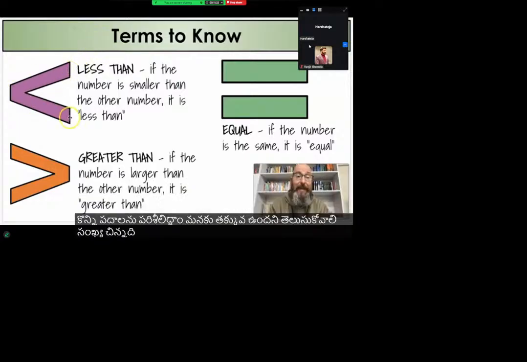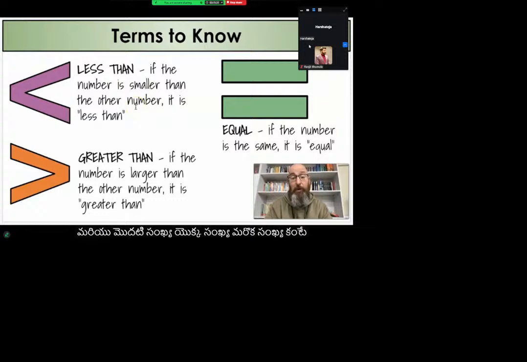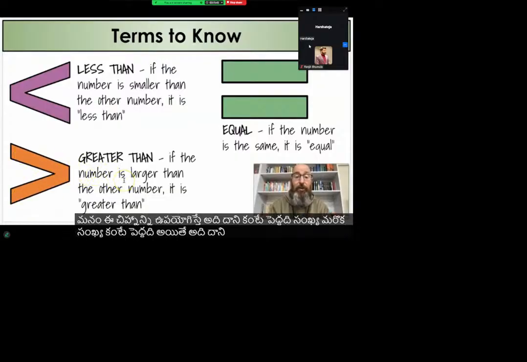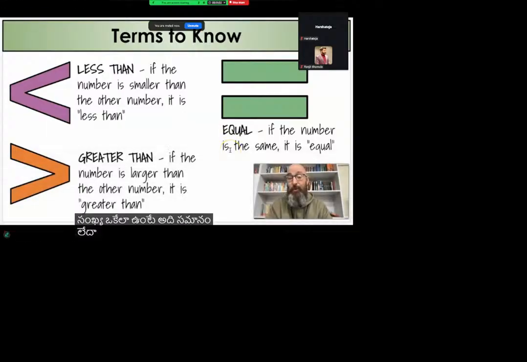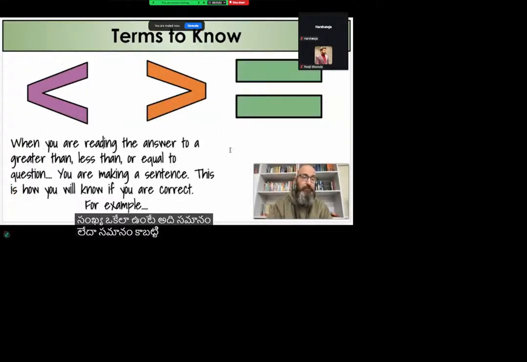We have the less than. If the first number is smaller than the other number, it's less than it. If the number in the front is greater than, we use this symbol. If the number is larger than the other number, it is greater than. And of course, you know this symbol, it is equal. If the number is the same, it is equal or equal to.